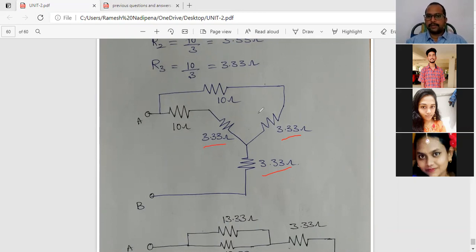Now, observe carefully. This 10 ohm resistor is connected in series with 3.33. So the series combination of 10 and 3.33 is 13.333. Here also 13.333. That means here this one is 3.333. Now 13.33 and 13.33, these two are in parallel. So parallel combination of those two. When resistors are similar, then R equivalent equals R by 2. First you people draw this diagram.